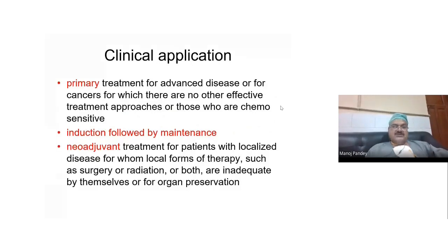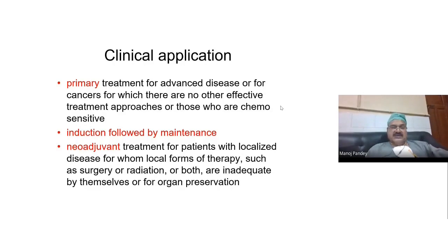Now, how are these used? Chemotherapy is used as a primary treatment. Like I said, for lymphoma, leukemia, or other blood cancers, where surgery and radiation are not effective, chemotherapy is the primary modality of treatment. Chemotherapy is also the primary modality of treatment when the disease is advanced and surgery is not possible.